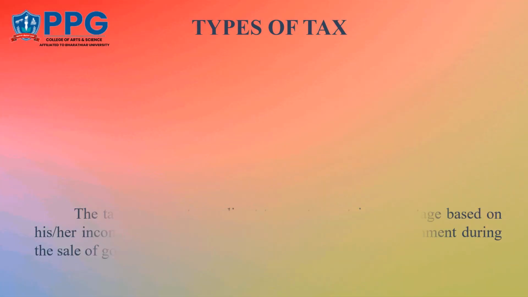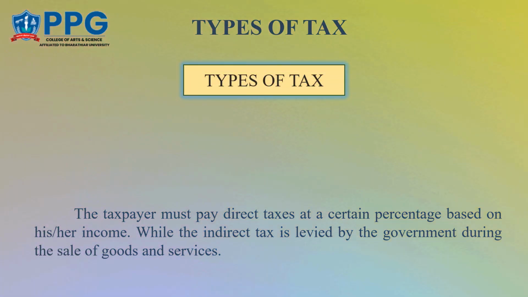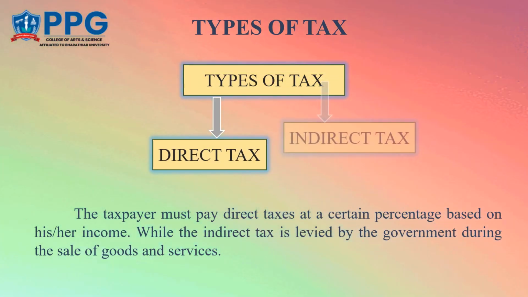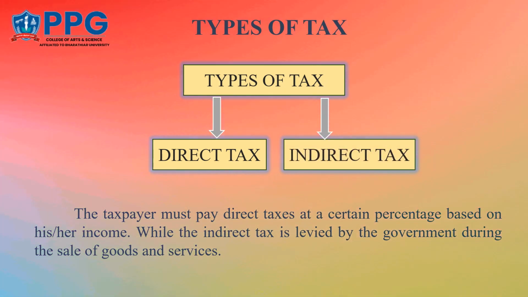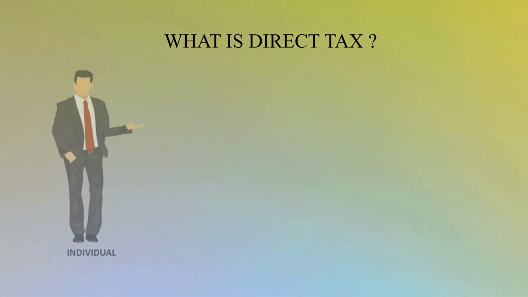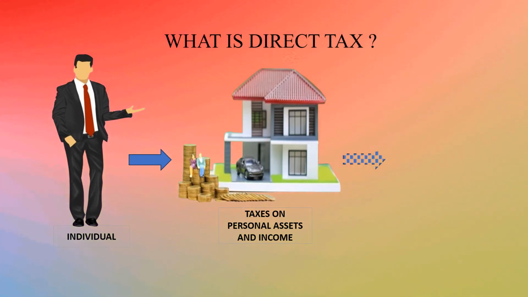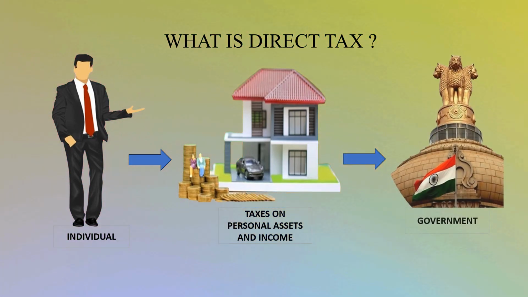Types of tax. The taxpayer must pay direct tax at a certain percentage based on his or her income, while the indirect tax is levied by the government during the sale of goods and services. Taxes are divided into two types. They are direct tax and indirect tax. What is direct tax? Direct tax is paid by an individual on the personal assets and income, and it is paid to the government.